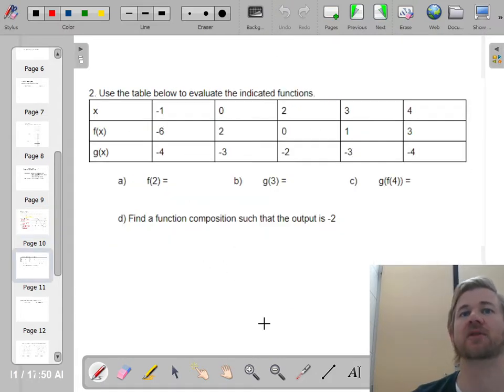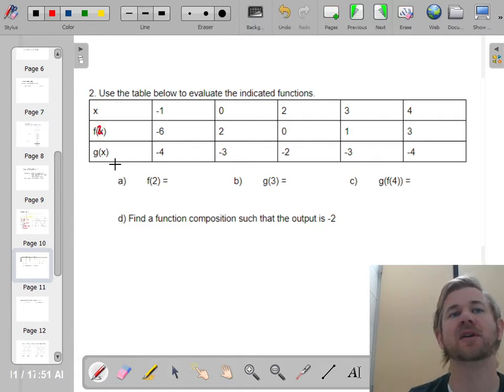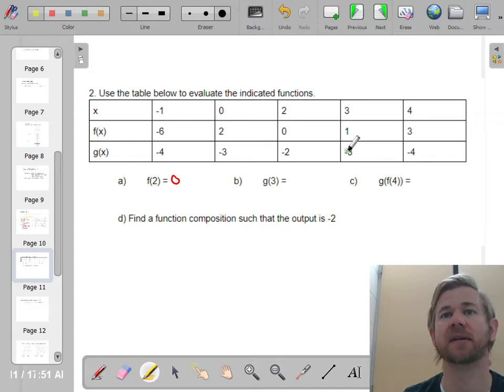All right, let's use a table to evaluate some functions. If I say what is f of 2, that means I want you to plug 2 in for x. Well, here are the x values. So let's plug 2 in for x, and you get 0. Okay? G of 3, so find the x value 3 right here. G of 3 would be negative 3.